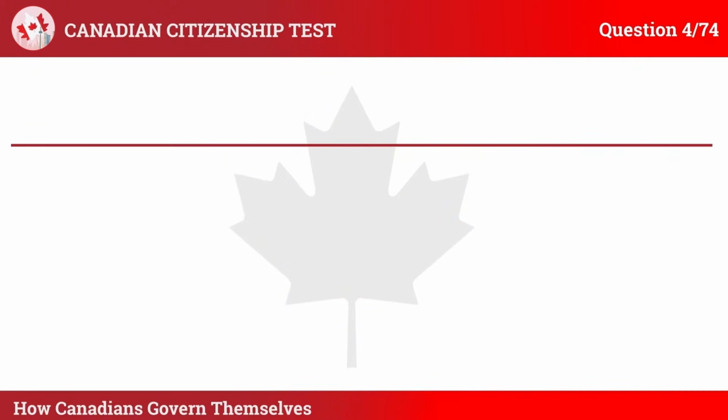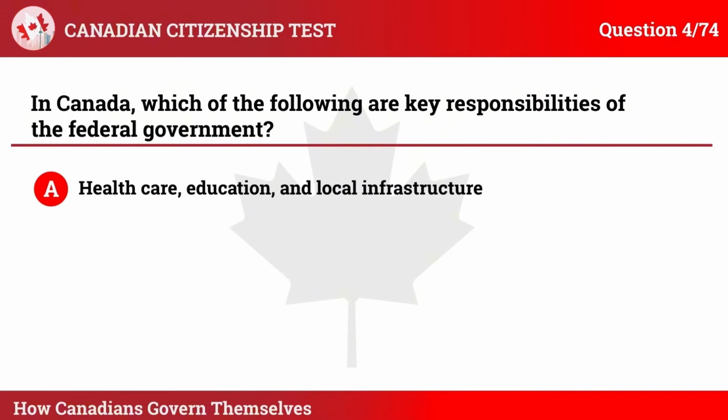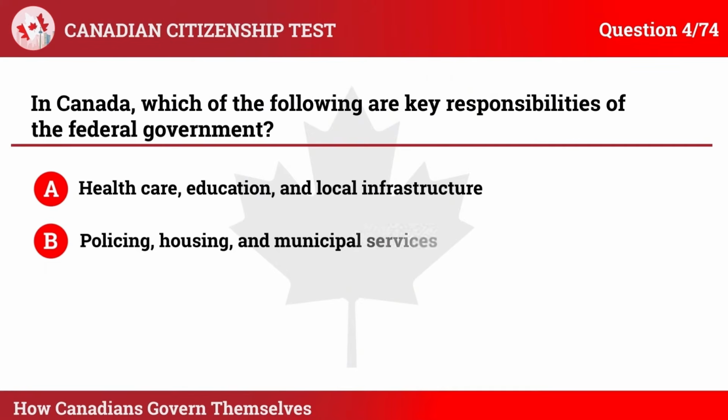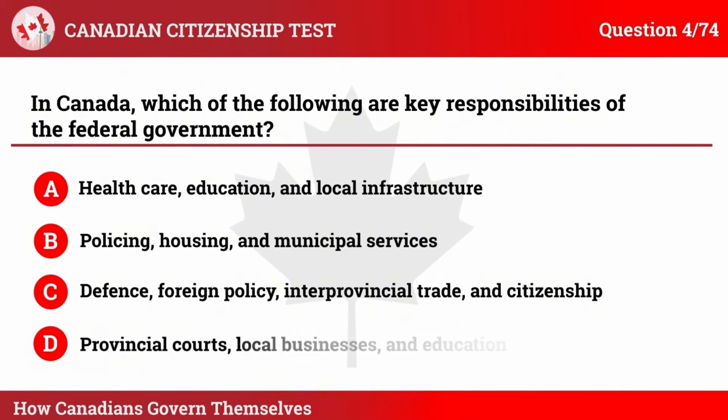Question 4. In Canada, which of the following are key responsibilities of the federal government? A. Health care, education, and local infrastructure. B. Policing, housing, and municipal services. C. Defense, foreign policy, interprovincial trade, and citizenship. D. Provincial courts, local businesses, and education.